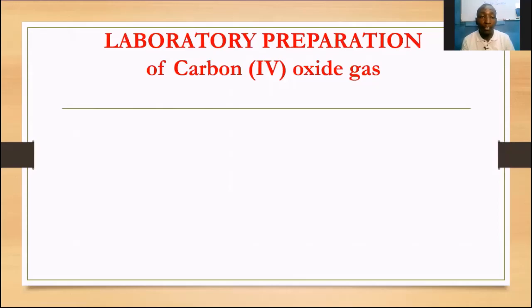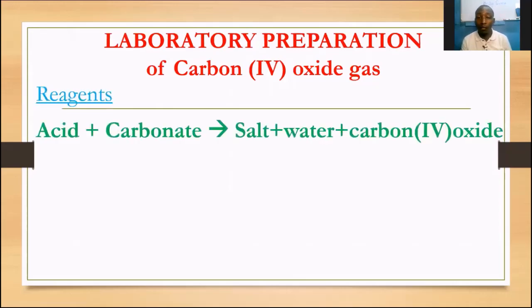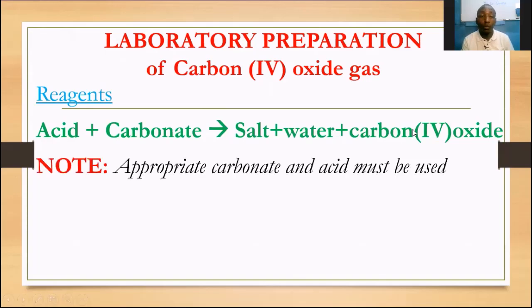So laboratory preparation. We go. We need an acid and a carbonate. An appropriate carbonate and an appropriate acid. My student, get it well. A carbonate reacts with an acid. And for this case, it can even be hydrogen carbonate. We get salt, water and carbon(IV) oxide gas, the gas that we intend to prepare. So remember, in this case, again, an appropriate carbonate and an acid should be used.